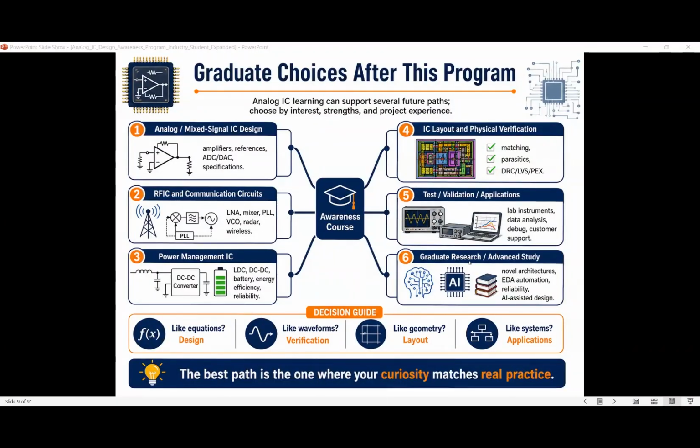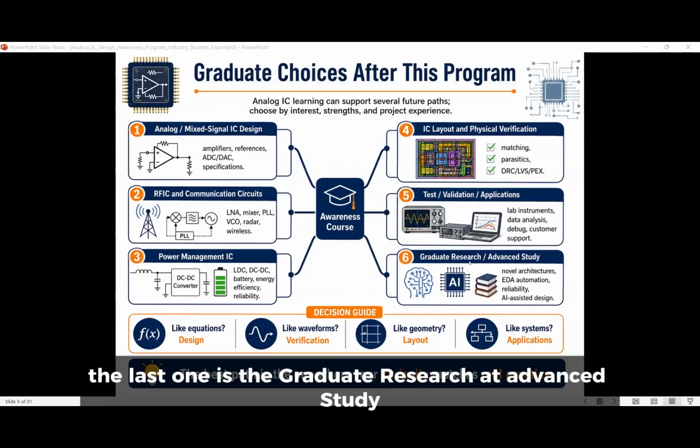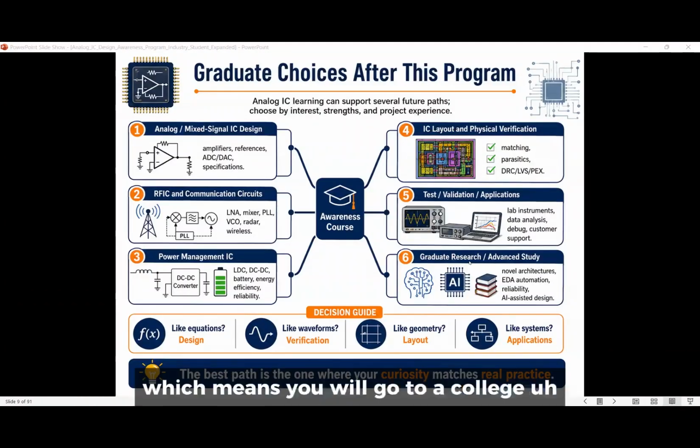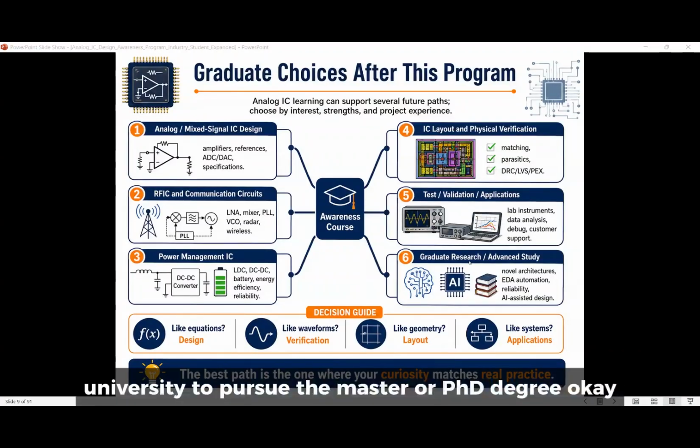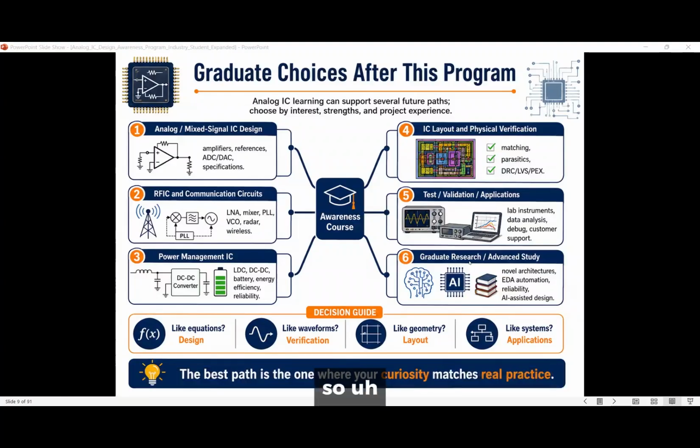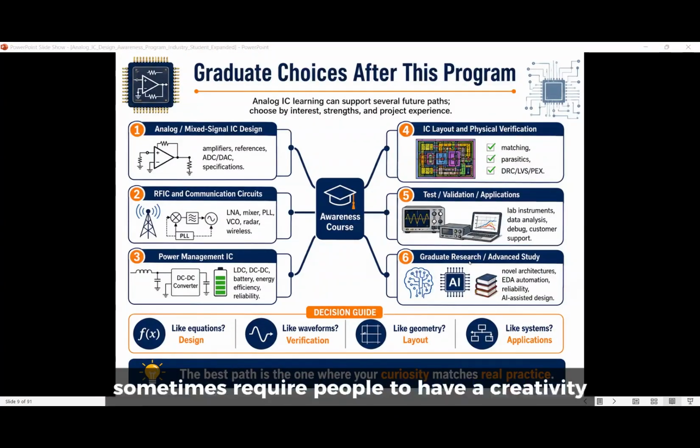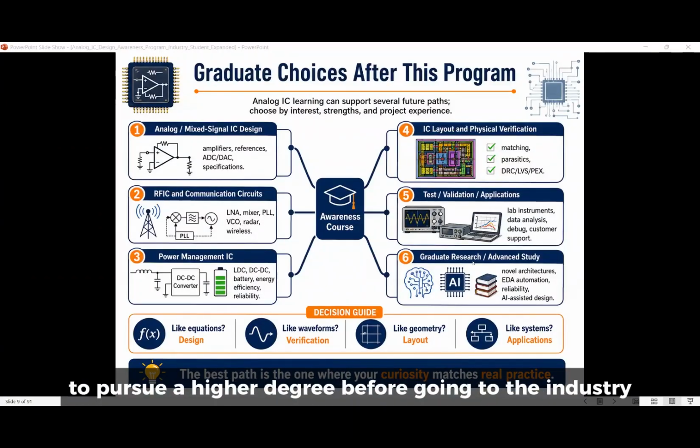Okay, so the last one is graduate research and advanced study, which means you will go to a university to pursue a master's or PhD degree. This area sometimes requires people to have creativity. If you think you are a creative person, I think this is a good chance for you to pursue a higher degree before going to the industry.